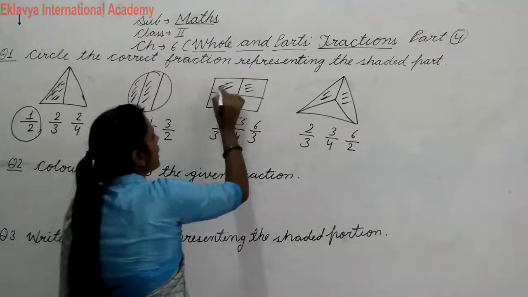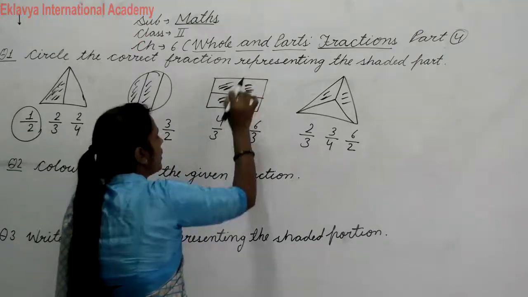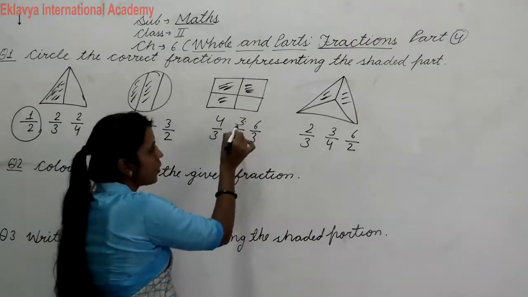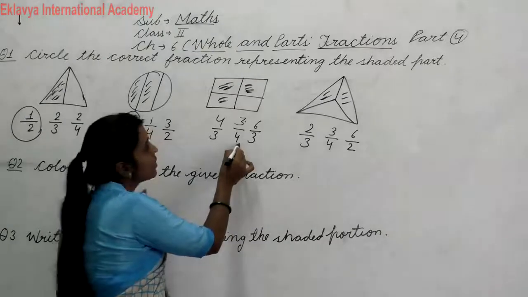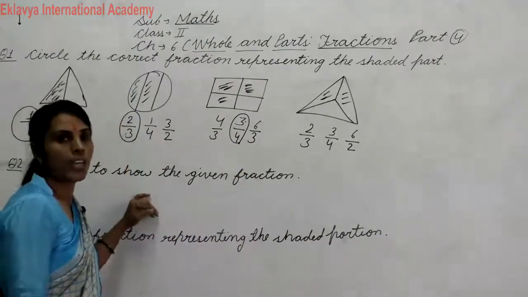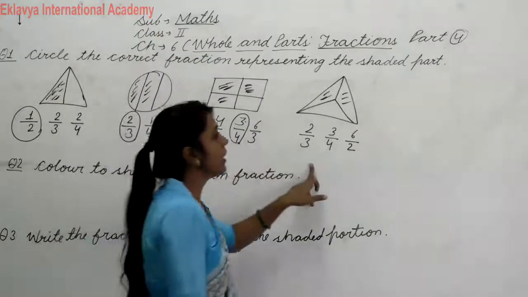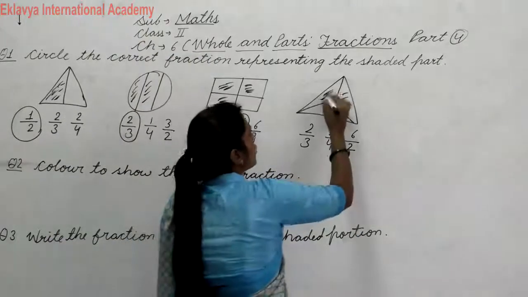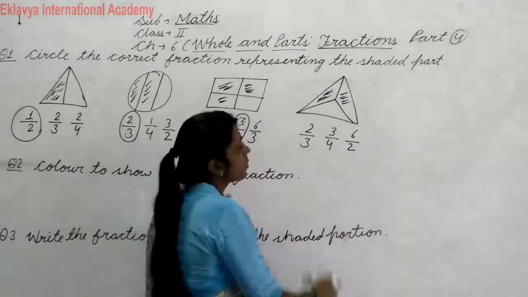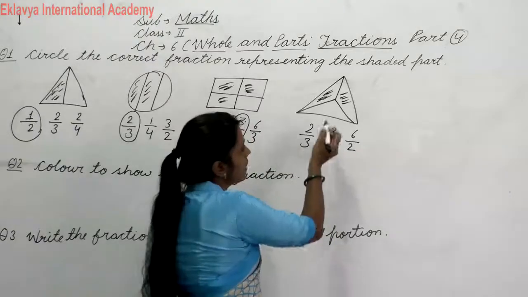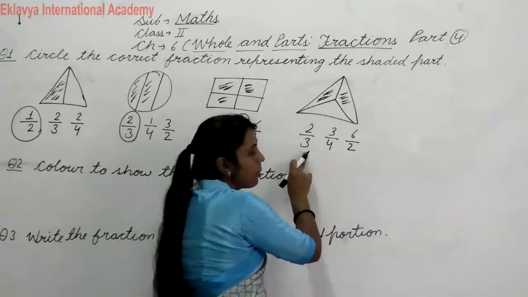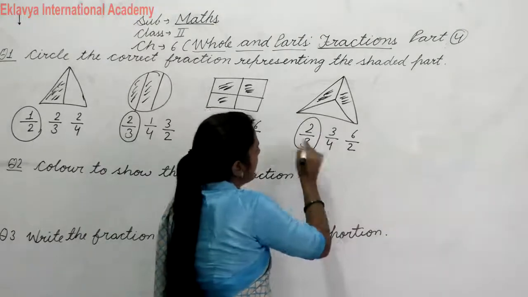Next beta, here is one picture. I color here 3 parts and I divide into 4 parts. Listen, color part we will write upper side and total part downside. Which is your correct fraction? This is your correct fraction. Next beta, here I fill color in 2 parts and I divide into 3 parts. Which is your correct fraction? The color is in 2 parts, so we write the color part on the upper side and total part downside. So this is your right answer.